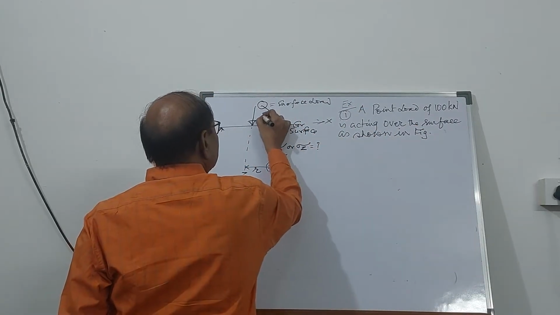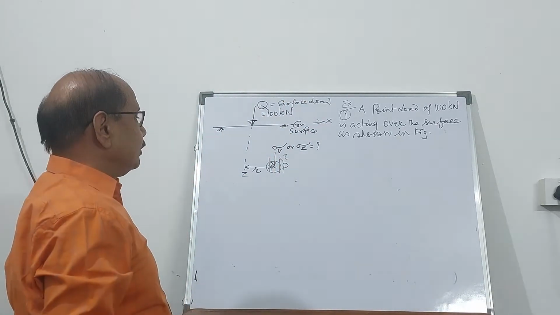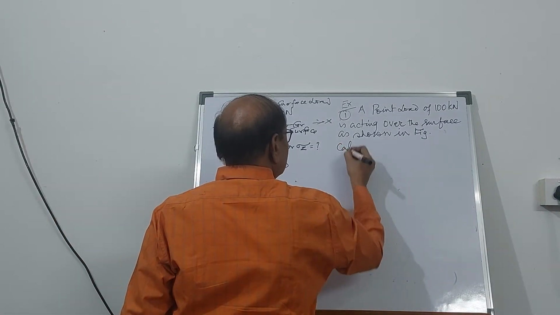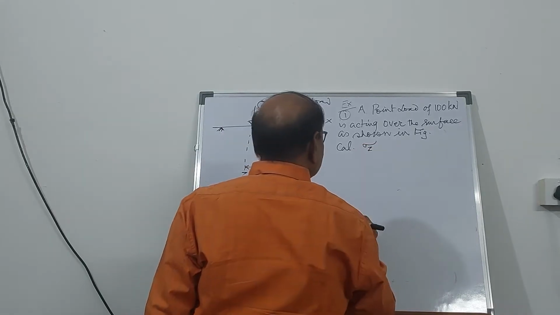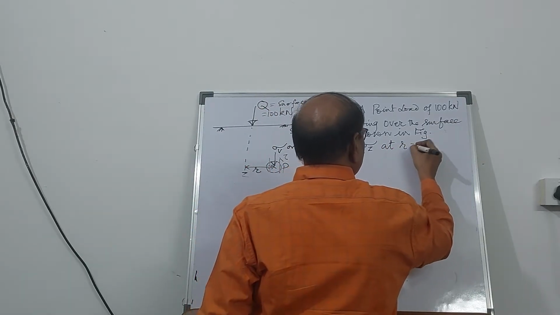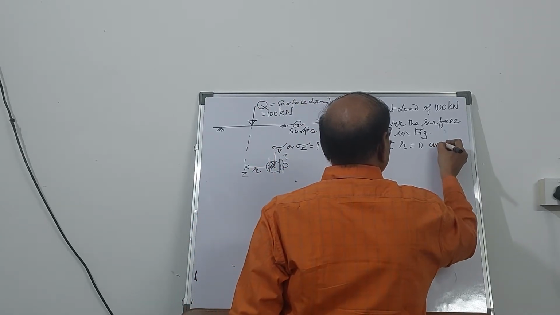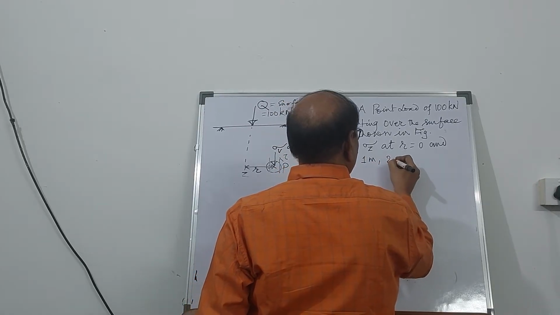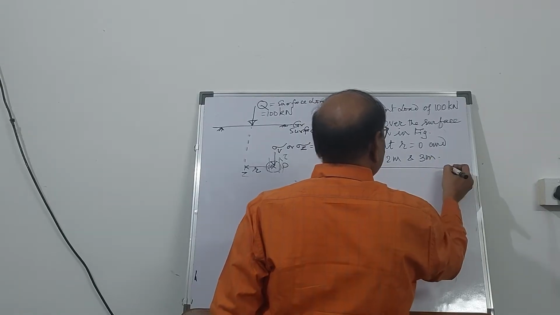So this becomes Q equal to 100 kilonewton. Calculate sigma Z at R equal to 0 and Z equal to 1 meter, 2 meter and 3 meter. This is the problem.